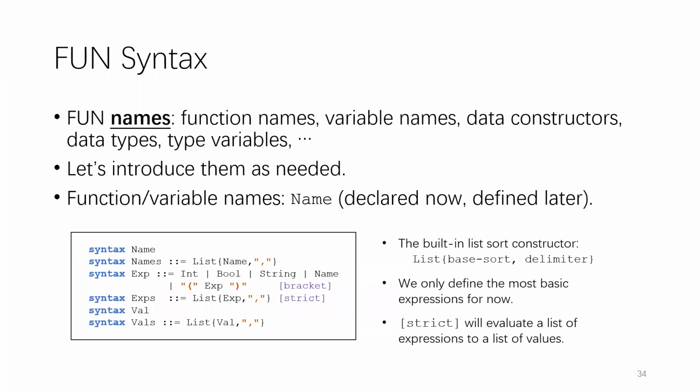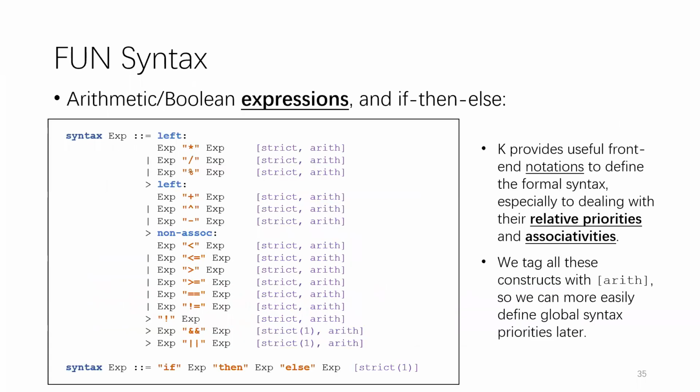Then we declare the sort val for values, and we define the sort vals for value lists. And then we can define the basic arithmetic and Boolean operations, and also if and else. There are lots of them. Note that K provides a useful front-end notation that allows us to define them in groups. For example, the first three are also associative to the left, so we have a left here, saying that all these are left.